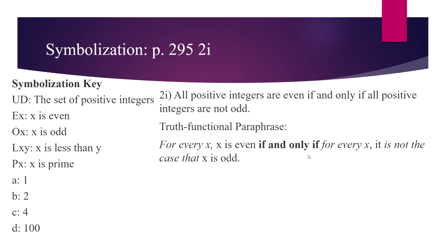Here, the main connective is that biconditional. The scope of each of those operators, the universal quantifiers, only governs its side of the biconditional, right? For every x only governs x is even, and then the second for every x only governs it is not the case that x is odd. So our symbolization looks like this, right? For all x, x is even, if and only if, for all x, it is not the case that x is odd.